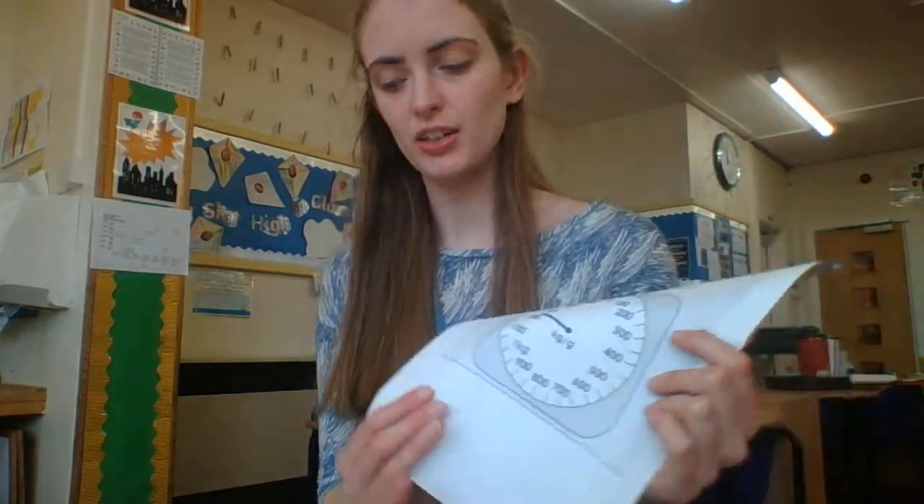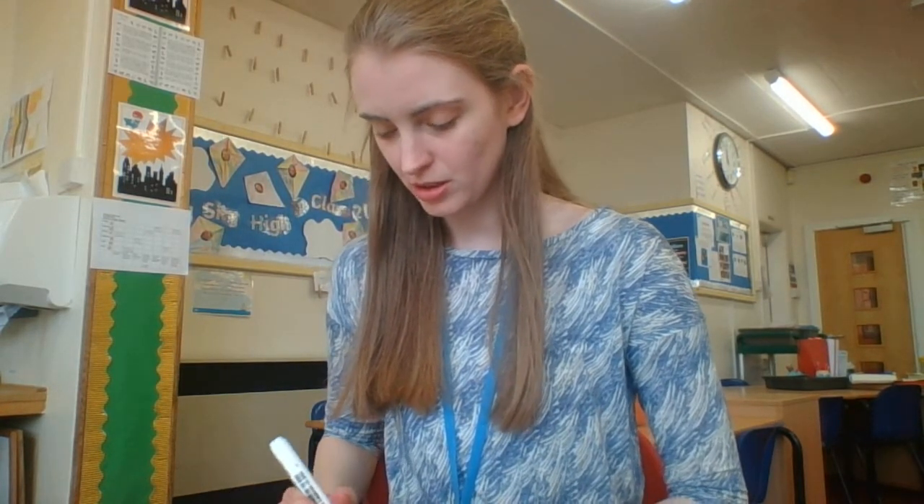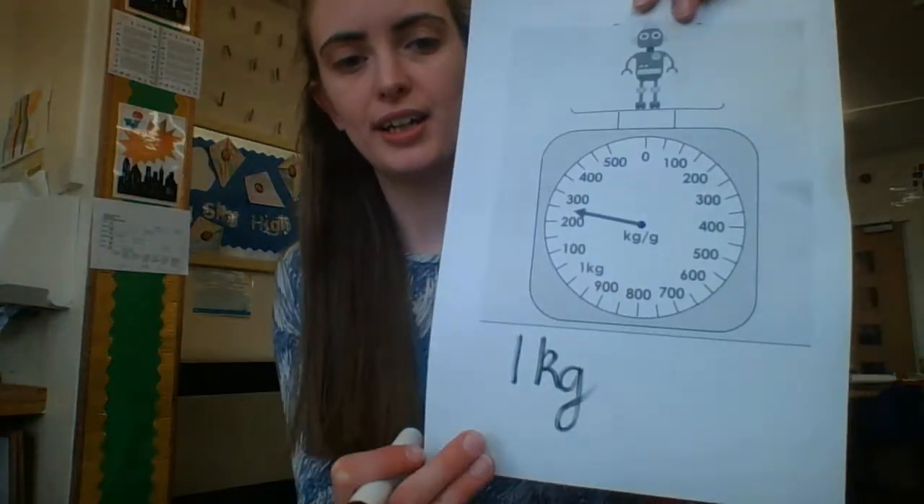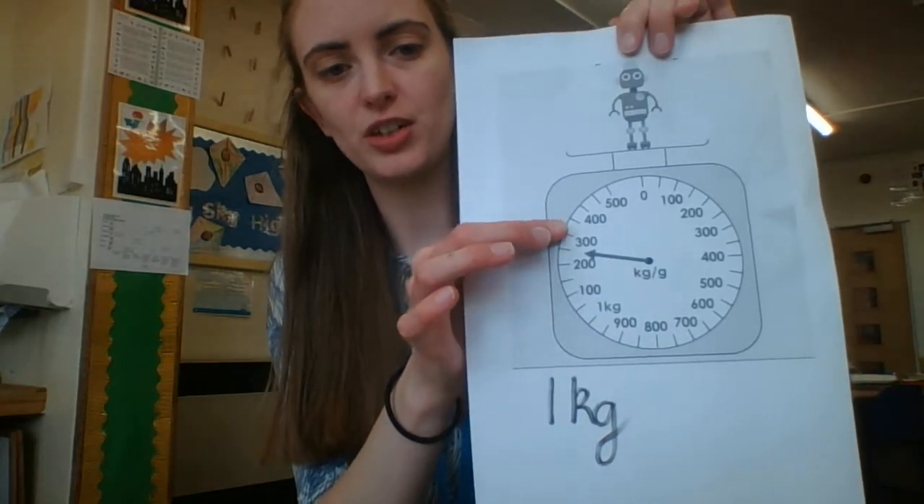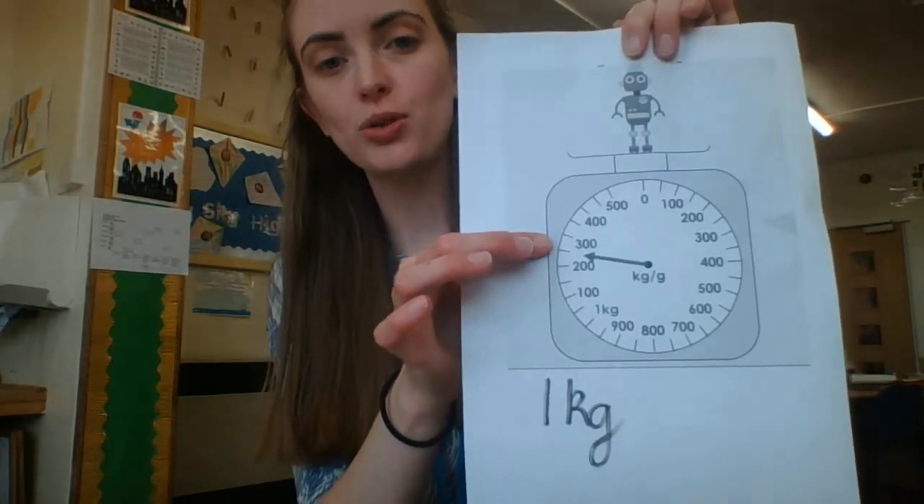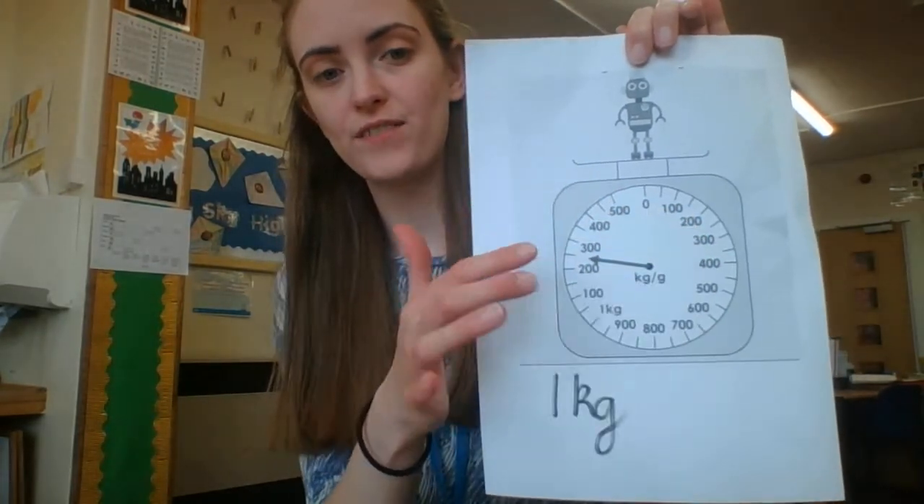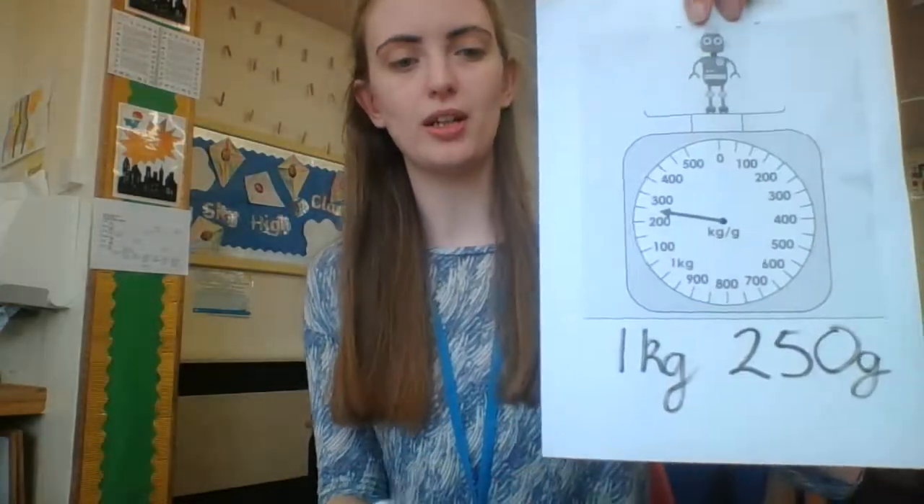Here is 1 kilogram. So it is more than 1 kilogram, but we've not reached 2 kilograms yet. So I know that this weighs 1 kilogram and a certain number of grams. So, 1 kilogram and 100, 200 are between 200 and 300, so it would be 200, 250, because it's in 50s. So 250 grams, 1 kilogram, 250 grams. So there we go.